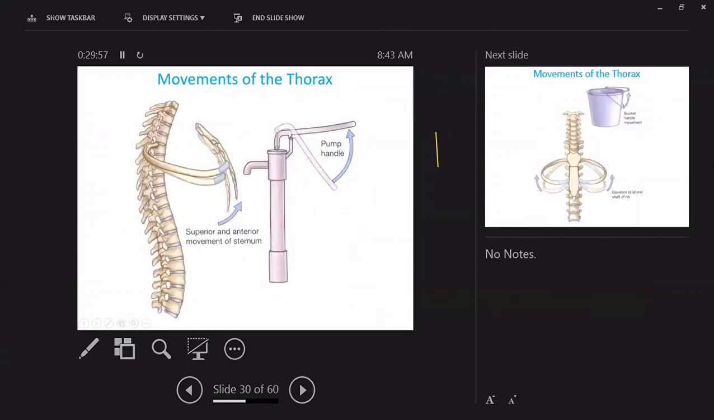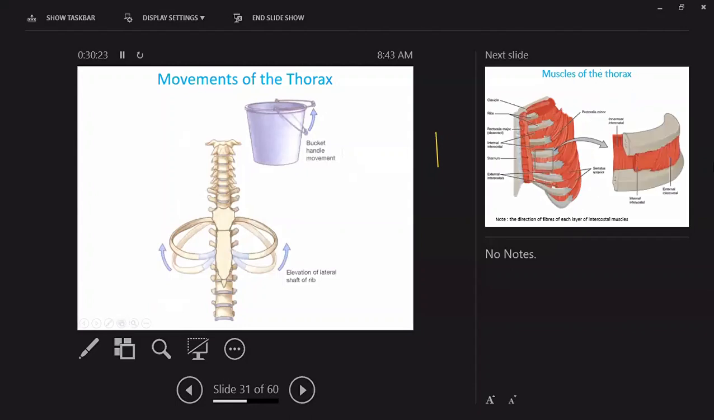Movements of the thorax. You will have a separate lecture on movements of the thorax. There are two main movements. One is called the pump handle movement. You identify this structure, it's a pump, and the pump handle goes up and down. So that is how your sternum is moved up and down by the ribs on the two sides. This movement occurs in the upper ribs or the true ribs. This is opposed to the action called the bucket handle movement, which happens in the lower ribs or the false ribs. Here, elevation of the lateral shaft of the rib increases the transverse diameter of the thorax.